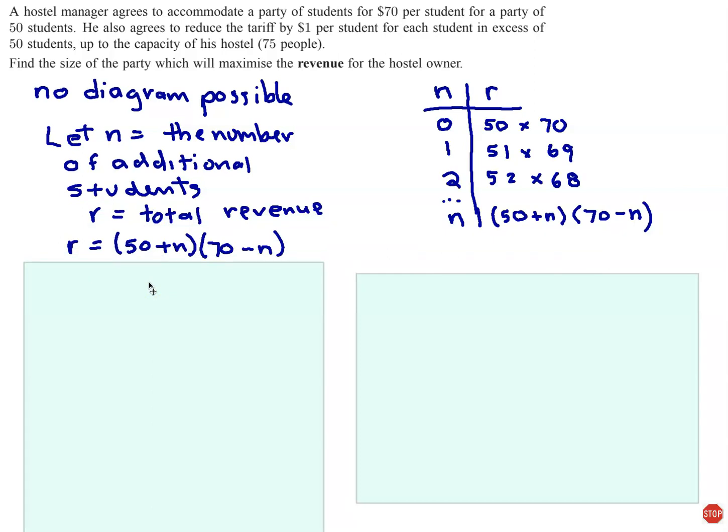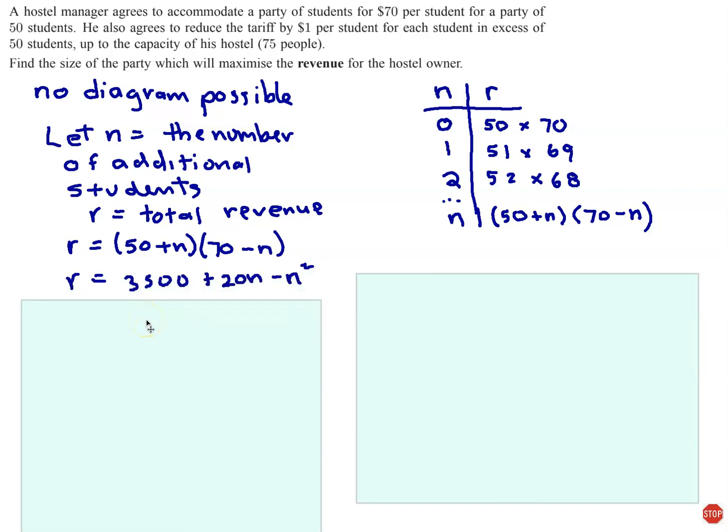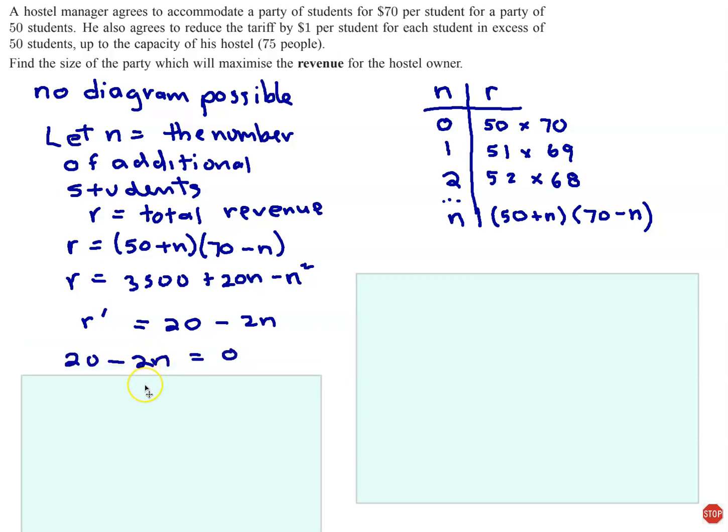Okay, the next stage, of course, is to go ahead and expand this, because it's easier to find the derivative in expanded form than in factorized form. So that's the expanded form of that. And the next step is to find the derivative of that. That's pretty straightforward. Derivative of 3,500 is 0. Derivative of 20n is just 20. Derivative of n squared is 2n. Set that equal to 0 to get the turning point or the stationary point. And therefore, we end up with 10 additional students. So that's where we're up to so far.